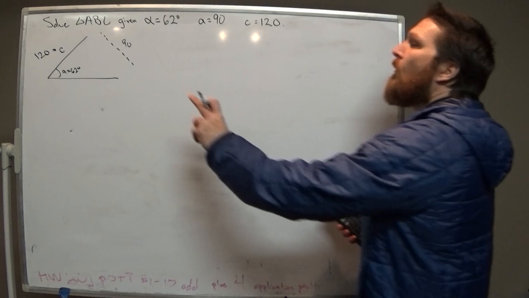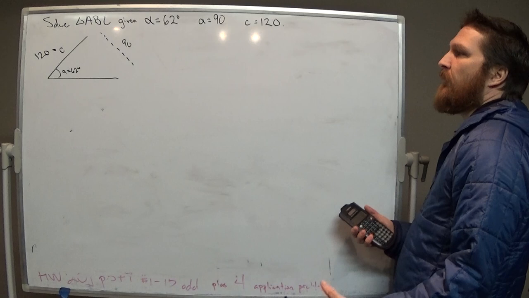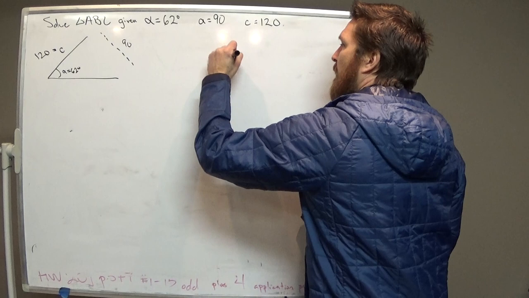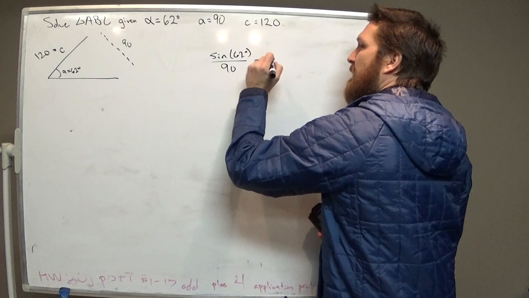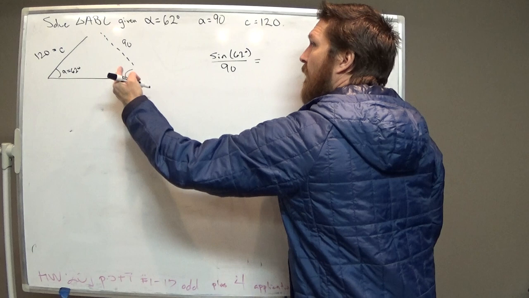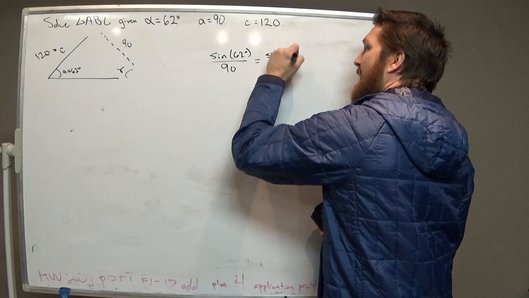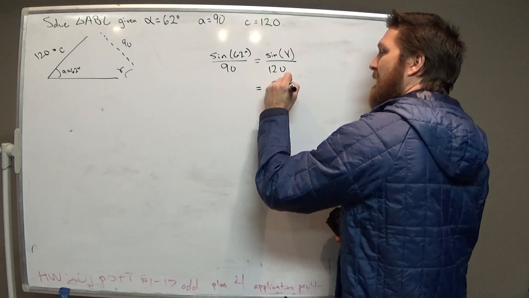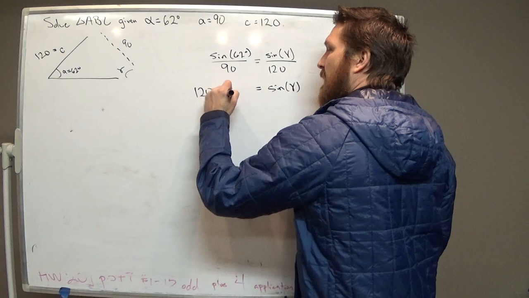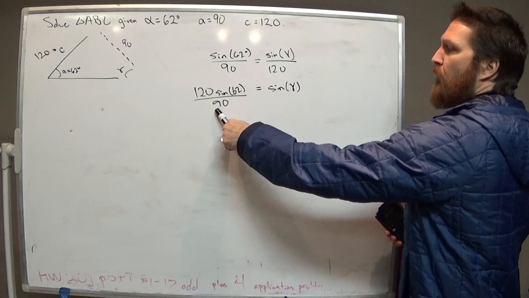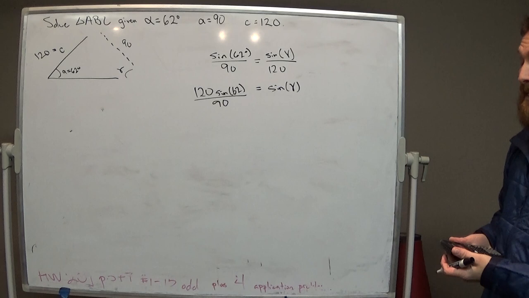So this is my setup. And I'm going to say, okay, starting off, what do I have? Well, I have an angle and its opposite side. Oh, easy. Okay, so then sine alpha, in this case sine 62, over 90 is equal to, what's the name of that angle? Gamma. Sine gamma over 120. And so I can say, okay, then I'm going to try to get gamma by itself, and I get 120 sine 62 over 90. Now you might be inclined to stop there and go, that's a bigger number than that. Well, yeah, but that might be small enough that it's less than 1. I don't know.